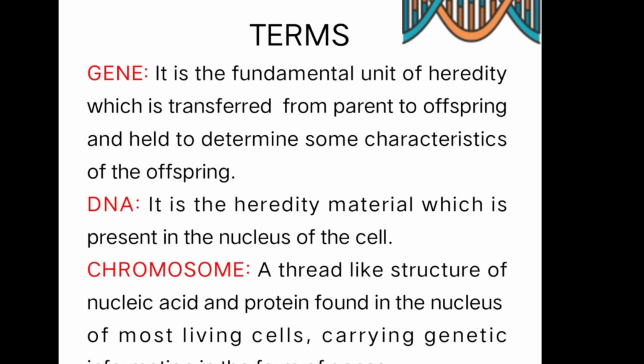Next is DNA. It is a hereditary material which is present in the nucleus of the cell. Next is chromosome. A chromosome is a thread-like structure of nucleic acid and protein. It is found in the nucleus of most living cells and carries the genetic material. So the gene is carried by the chromosome. That is a simple explanation of gene, DNA and chromosome.